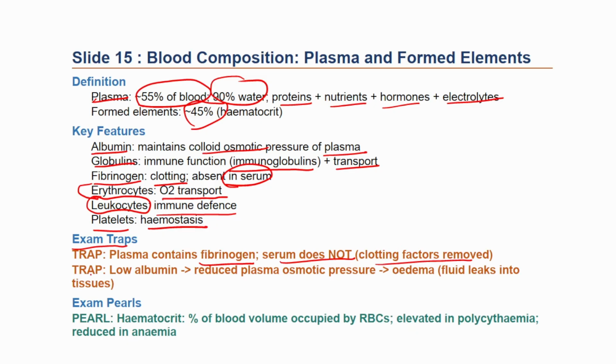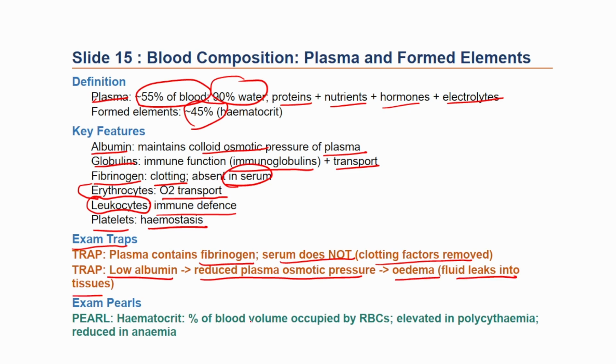Another major trap focuses on the clinical consequence of starvation or liver disease. If the liver cannot produce enough albumin, the body experiences a low albumin level. This drop reduces the plasma osmotic pressure, which means the blood can no longer hold onto its water, causing fluid to leak out into the surrounding spaces to produce tissue swelling or edema.